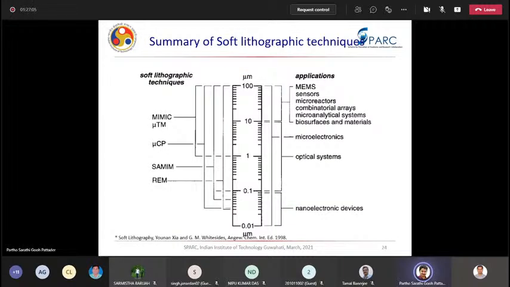So here is the summary of this soft lithographic technique that I have discussed. This is the resolution you can go using these techniques, like MIMIC or micro TM. You can go up to 100 micrometer to 1 micrometer, and then using SAMIM or REM, you can again go further below. It is 100 nanometer, this is 10 nanometer or so. And here are the corresponding applications I have shown, that MEMS sensors can be operating in this resolution. And nano electronic devices, of course, work from 100 nanometers to 10 nanometers, mostly in that regime. So generally REM is used for the fabrication of this sort of device.